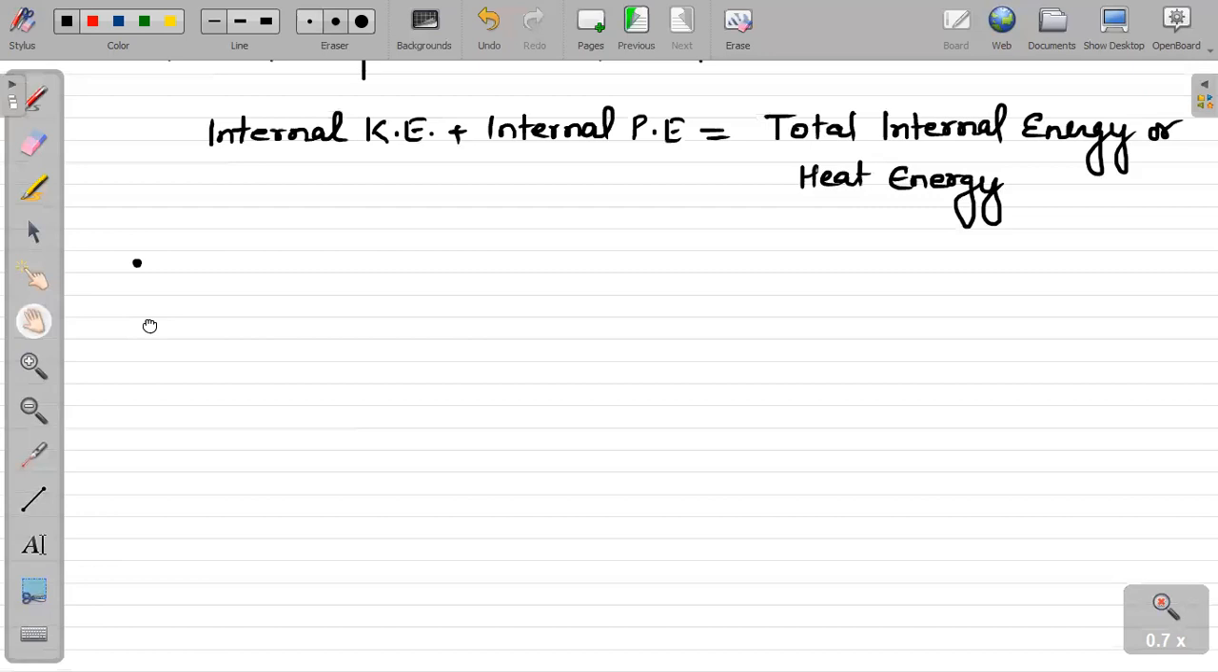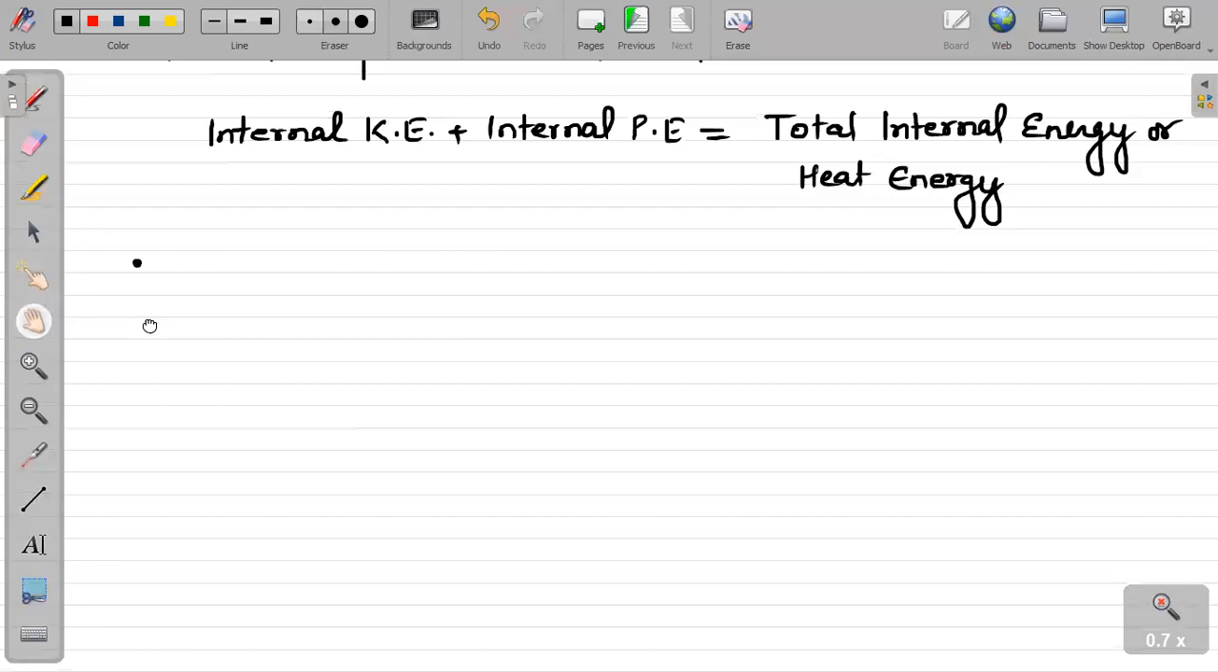On heating a substance, the average intermolecular separation between the molecules of the substance increases, while on cooling it decreases. ठीक है?